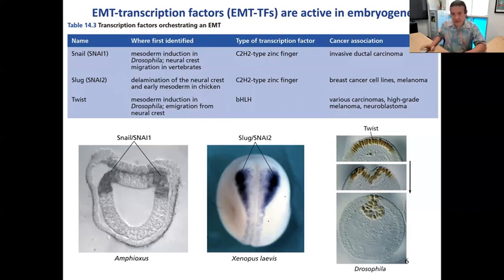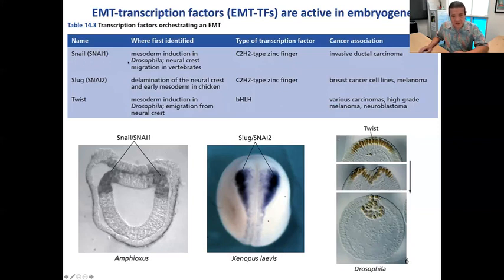So let's look at some examples of these. Three very important EMT transcription factors are snail, slug, and twist. Kind of funny names, right? Clearly, these were not originally identified in people. I actually don't know the etymology or why snail is called snail and slug is called slug. I keep meaning to look it up, but I always forget. But I like it because it's kind of humorous.